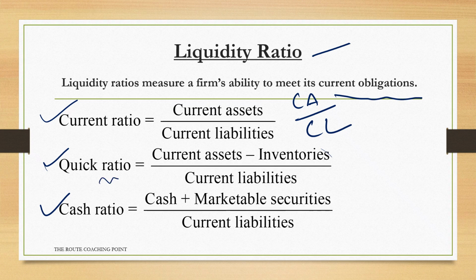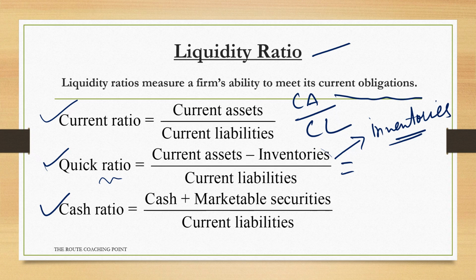And the quick ratio measures how liquid the company is, because in some companies inventories are not easily convertible into cash. In those cases we deduct the inventory from the current assets and then we calculate the ratio, that is the quick ratio.